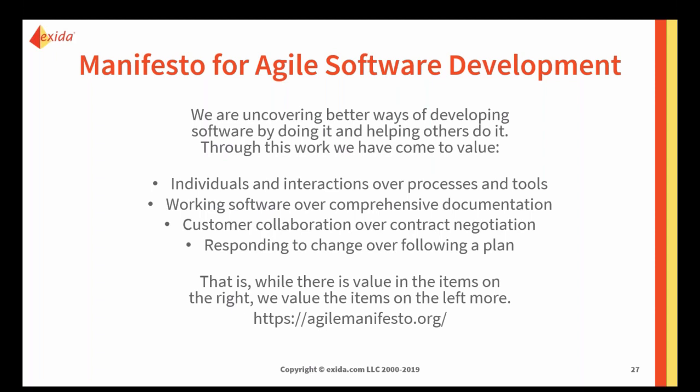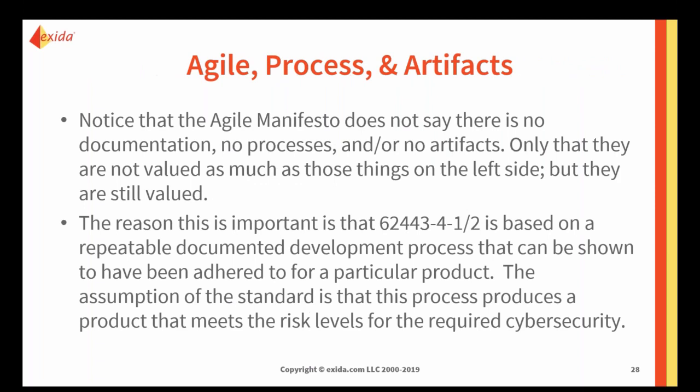It merely says that if it's possible to create working software without having to do comprehensive or non-useful documentation, then you should do that. However, if you're required to do it, then you're required to do the documentation. So, for 4.4.3, documentation is a very big part of it. Again, just to reiterate here, it doesn't say there's no documentation, no process, no artifacts. It just says they're not valued as much as the things on the left side. They're still valued, especially when they're actually required by whatever process you're using, 62443 in our case.